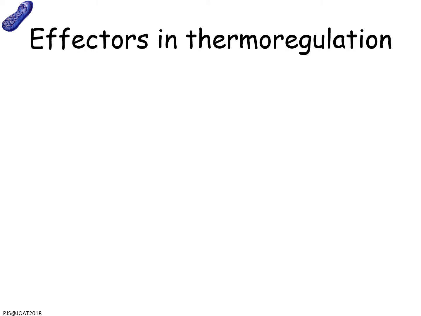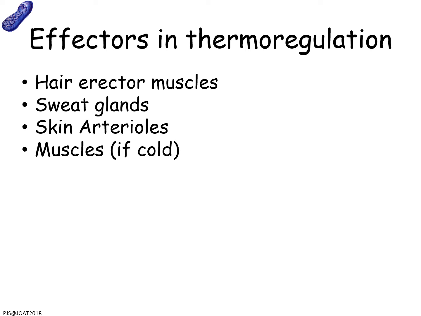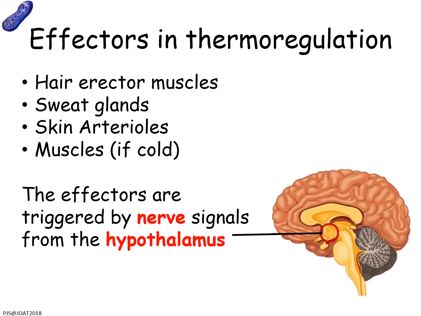In temperature regulation, thermal regulation in humans, we are looking at the hair erector muscles, sweat glands, skin arterioles, the muscles if it's cold, and also a couple of other things that can happen in terms of your general metabolic rate. The effectors are triggered by nerve signals, and they're coming from the receptor, which is the hypothalamus. You just need to know that.